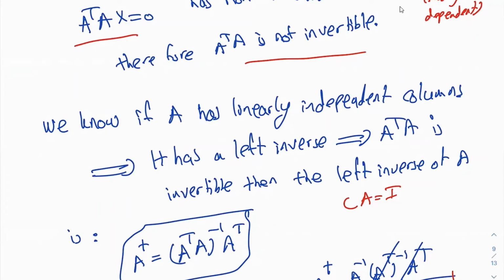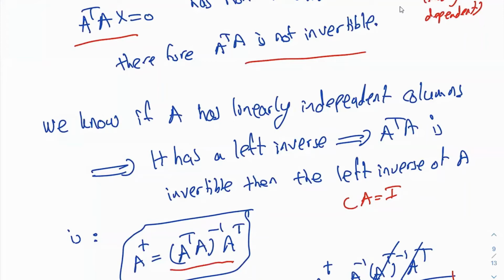It turns out the left inverse of A is equal to A transpose A inverse times A transpose. So why did I prove that A transpose A is invertible? Because of this equation. If it's not invertible, then the inverse of A transpose A does not exist. So all we did here was just to prove that the left inverse only exists if A transpose A is invertible. Okay.